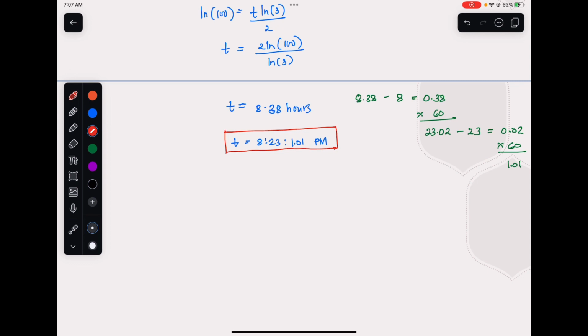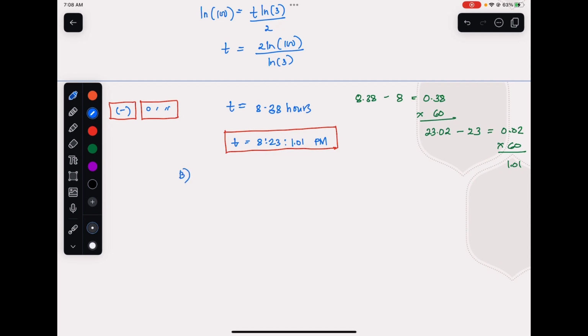hours, you can always find this button. The button looks like degrees, minutes, and seconds on your calculator. Look for this one. It is usually beside the negative key on your calculator. By simply pressing that one, right away without doing the manual calculation, you will get 8:23 1.01 PM. So that's how we do it if we are asked for the exact time.